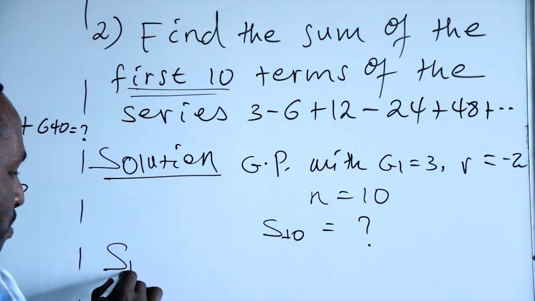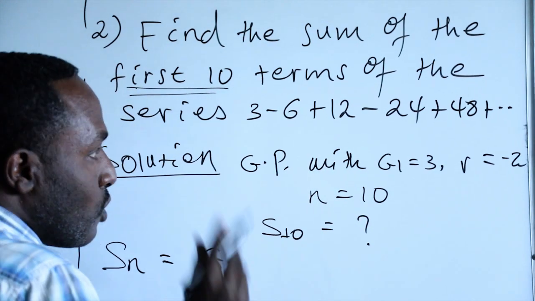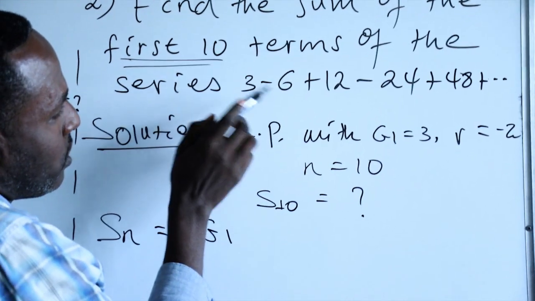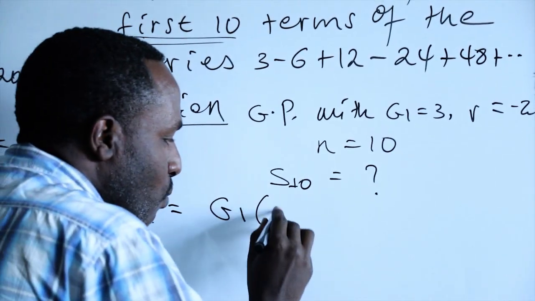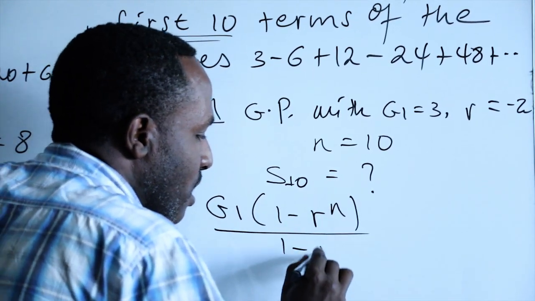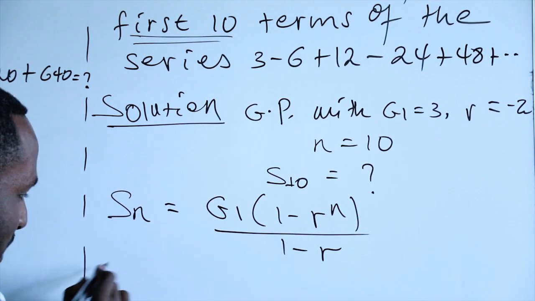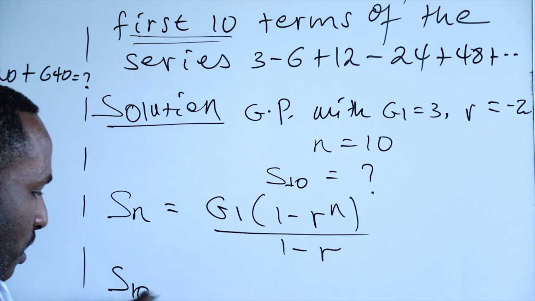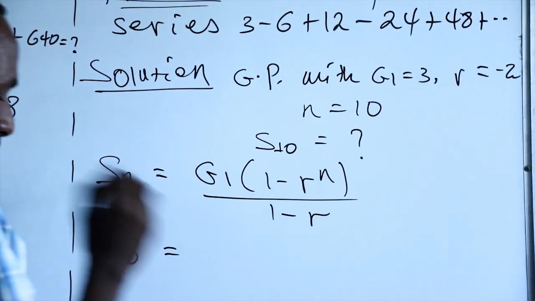As a solution, Sn, according to the formula we have seen before: Sn equals G1. Be sure that the sequence is geometric. So Sn equals G1 times 1 minus r to the power of n over 1 minus r. So what we need is S10, the sum of the first 10 terms of the sequence, which is a geometric sequence.